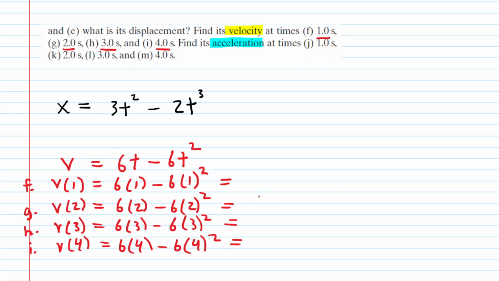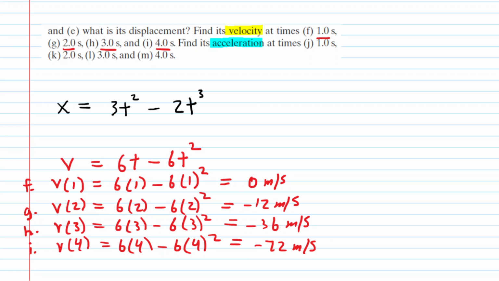So we've plugged 1, 2, 3, 4 seconds in for the velocity function, and we obtain the following results. For part F, you should get 0 meters per second. For part G, it's negative 12 meters per second. Part H was negative 36 meters per second, and then part I was negative 72 meters per second. So those would be the correct answers for those parts of the questions.